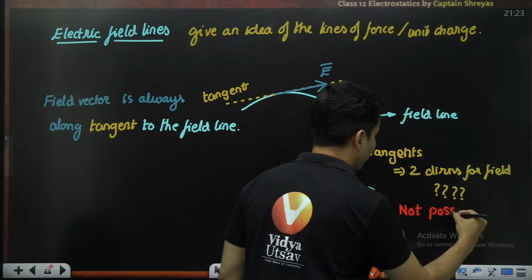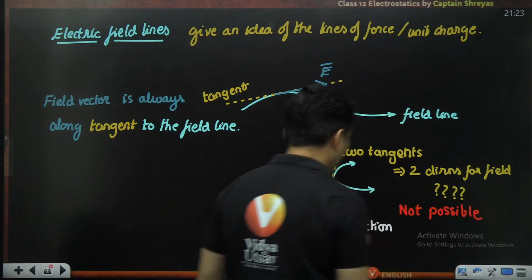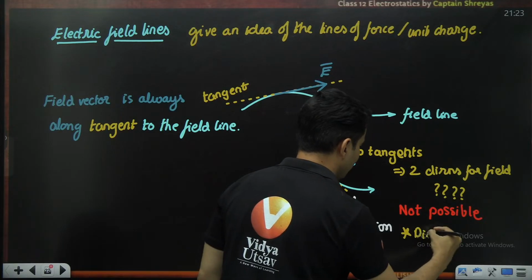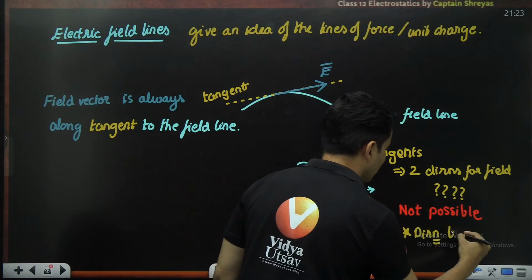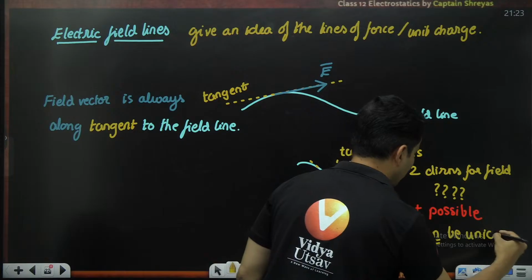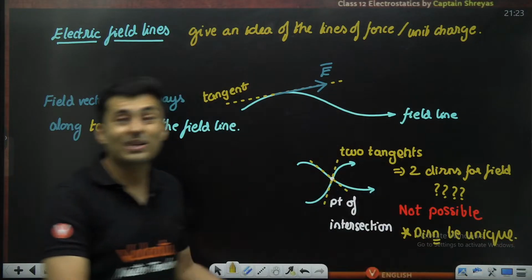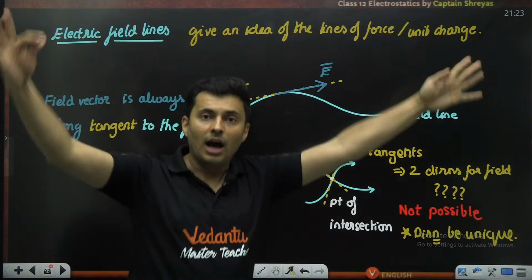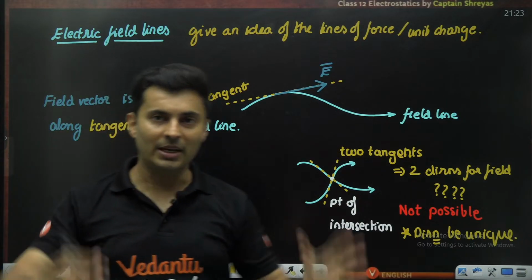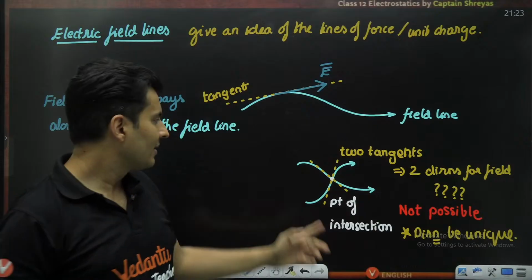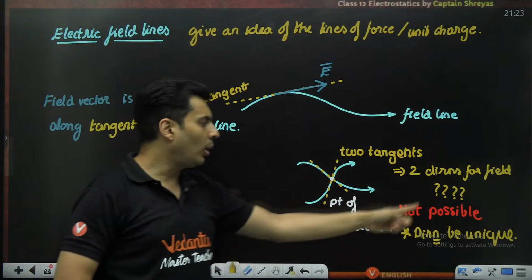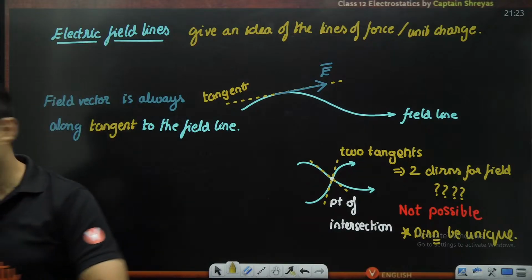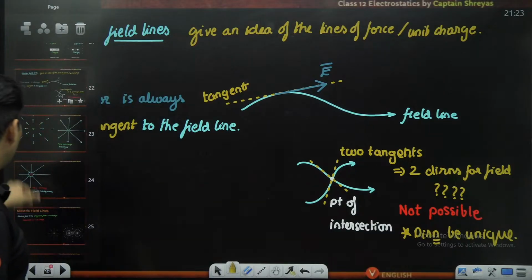You should always have a unique direction. Only unique directions are allowed. Direction should be unique. It can't be ambiguous. It can't be this or that. You can't have both together. Either it is this or that. So that ambiguity can't be there. So a point of intersection can't happen. Is that right, everyone?